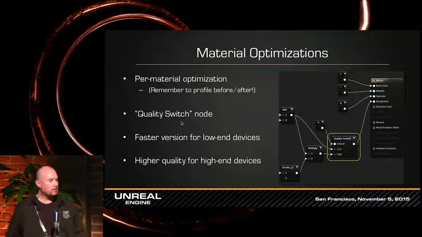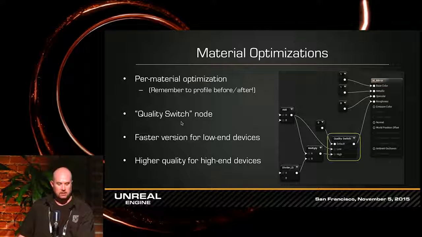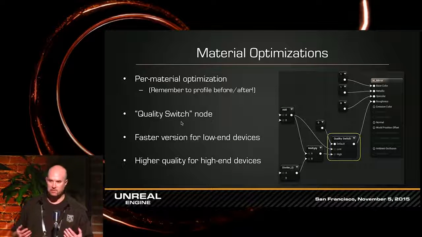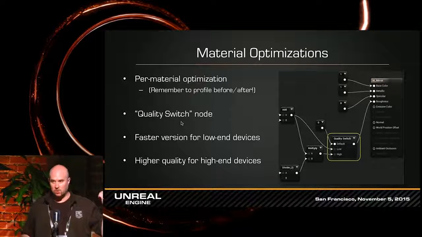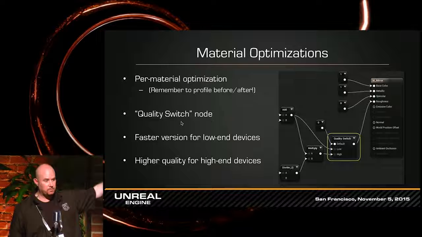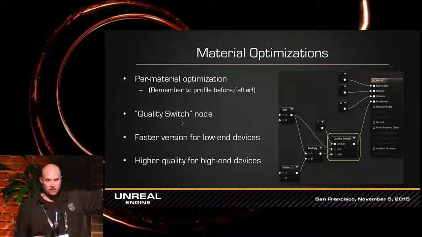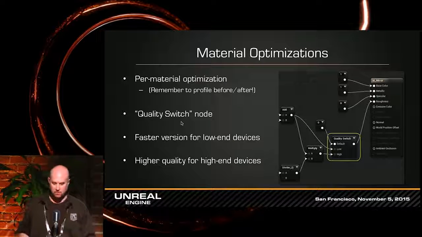Okay. So another optimization. Zach mentioned this and showed you how to do it: the quality switch that you can put in a material. It's not just for making things like decals look prettier if you don't have all the features, but it's good for optimization purposes too. You can make a fast version for low-end devices and a high-quality version for high-end devices using that quality switch node. Just plug that in, and then you plug in your two different expressions. One is fast and one is better looking.